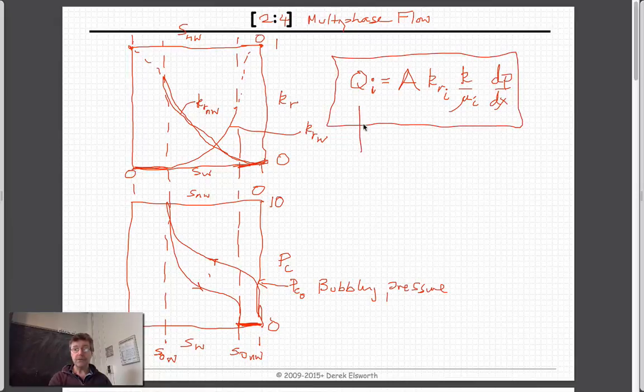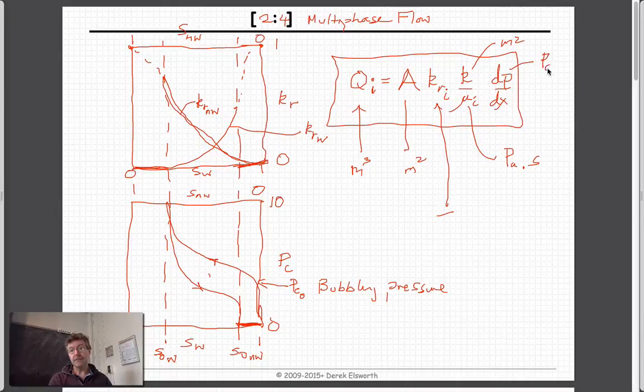Units perhaps might be worthwhile mentioning. This is meters cubed. This is meters squared. This is none. This is meters squared. This is Pascal seconds, so newtons per meter squared times seconds. This is pascals. And this is meters in SI units. So you can check that it's dimensionally homogeneous as it should be.